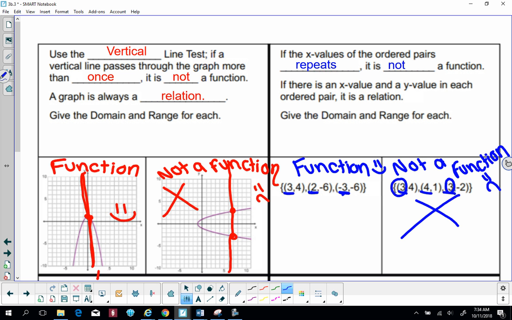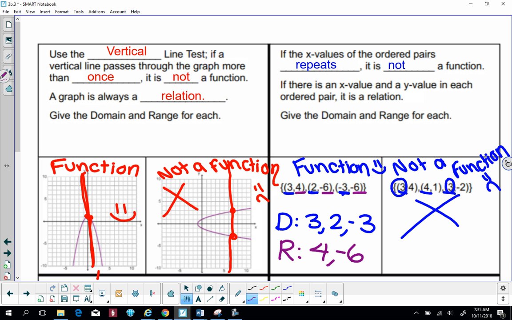So we can do domain and range for this one. What is the domain of these points right here? 3, 2, and -3. And then what was the range? 4 and -6. You only have to write it once, you can write it twice. See, the -6 can repeat. The y's can repeat as much as they want. It's the x's that can't repeat.